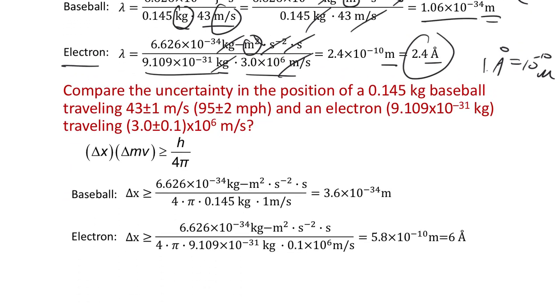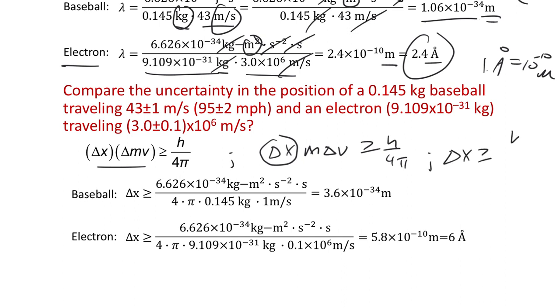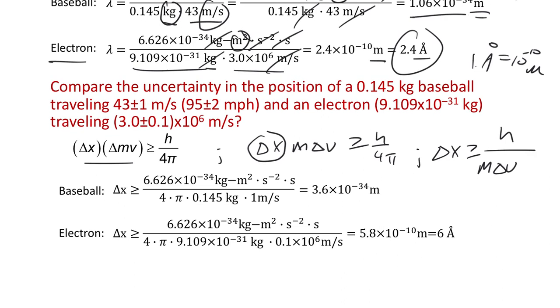And then what about the position of the electron? So we're just trying to plug into this equation. Here we could rewrite it as delta x times m delta v is greater than or equal to h over 4 pi. And so what we're going to try to compare is the uncertainty in the position. We're going to try to calculate what delta x must be equal to or greater than. So delta x has to be greater than or equal to h divided by m, uncertainty in velocity, and then times 4 pi.